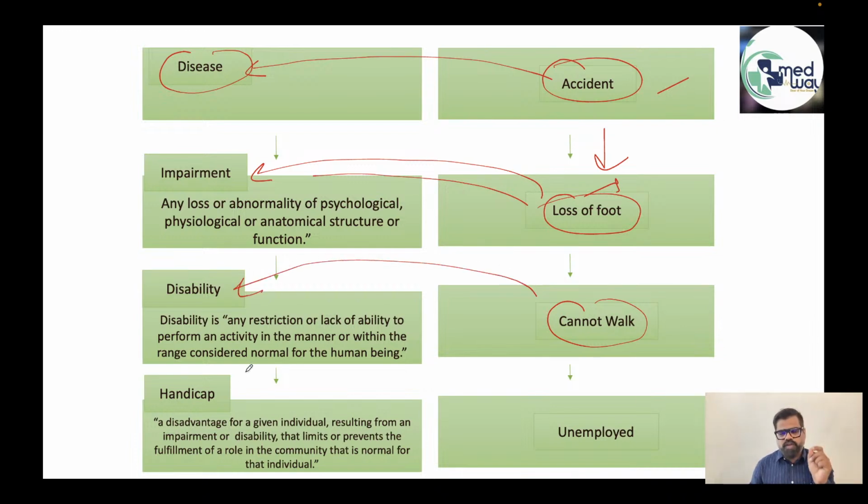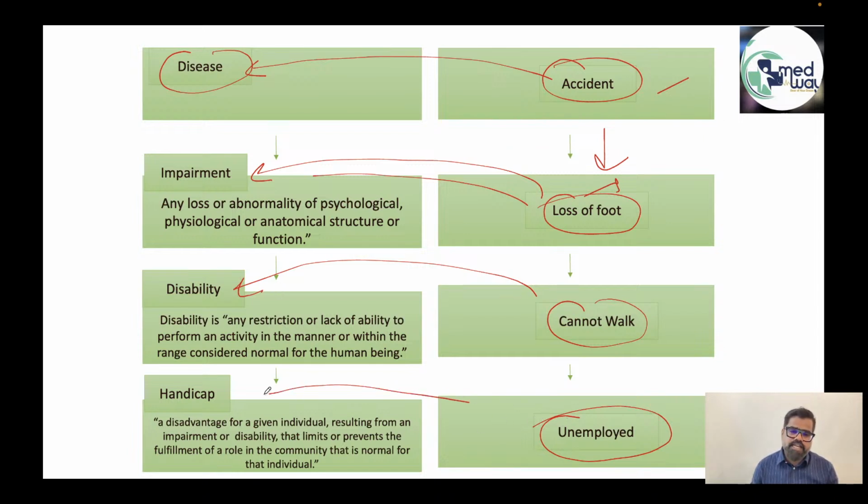Ability, the only word we have to add is disability. He cannot walk now. If he cannot walk, what has happened? The job requires walking, standing, and moving from one place to another. The company has fired him, removed him. So he is unemployed. What has happened? He has lost his job just because of the disability.